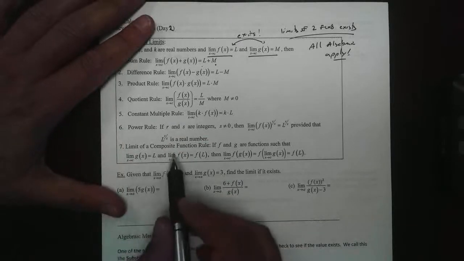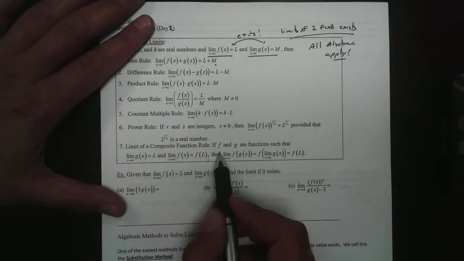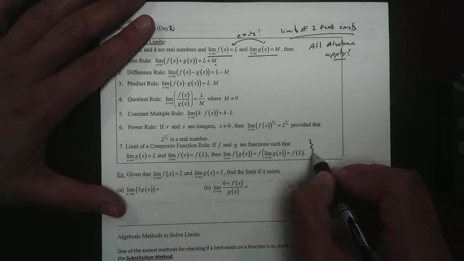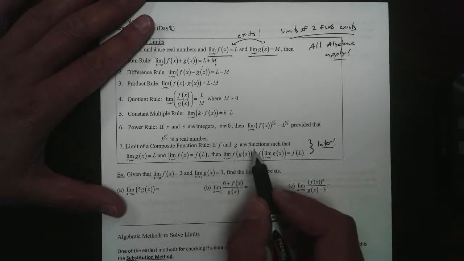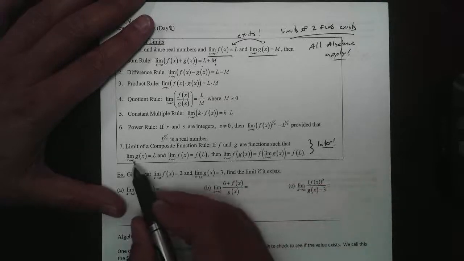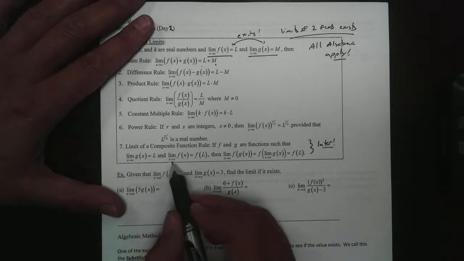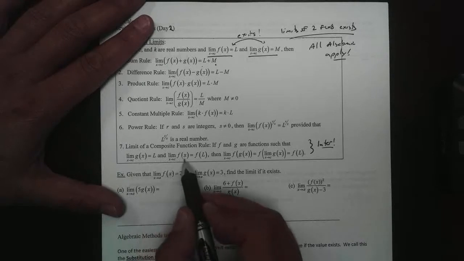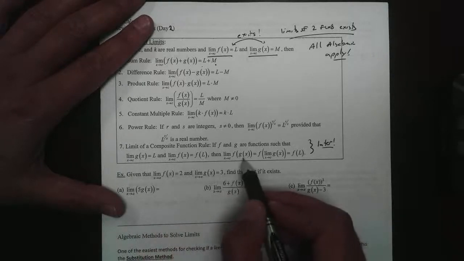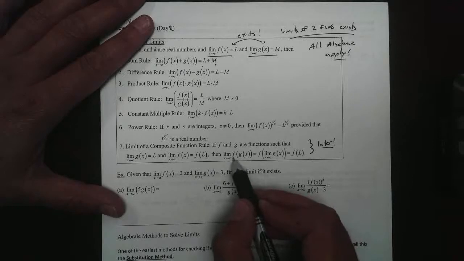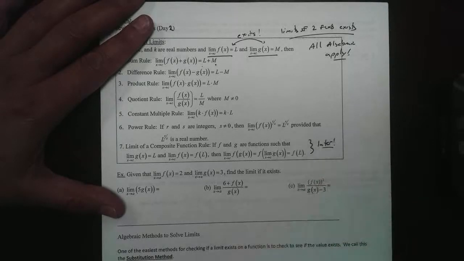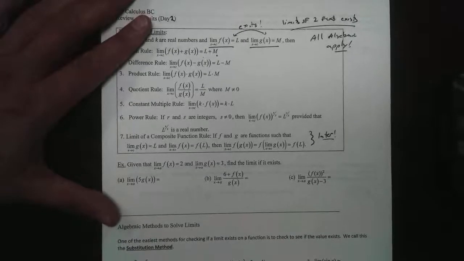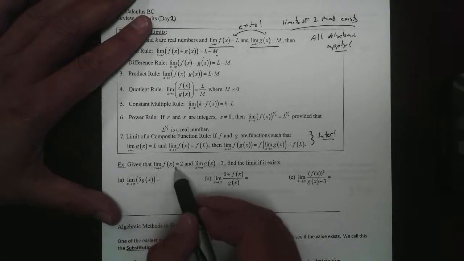We can also take the limit of a composite function. This is going to be discussed later, okay? If f and g are functions such that the limit of g is L and the limit of f approaches f of L, then we can say that the limit of the composite of f of g is f of L. Again, we're going to discuss this one a little bit later. But right now, all we're really doing here is just applying our limit rules.